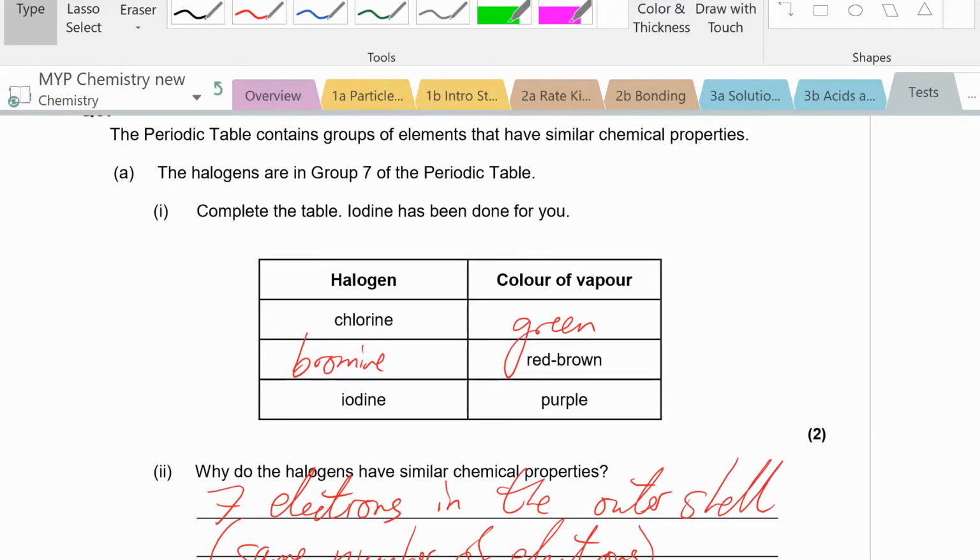Question 5. Complete the table. Iodine has been done for you. So chlorine, you need to just remember the names of the colors of their vapors. Chlorine is a green gas. A reddy brown vapor would be bromine.